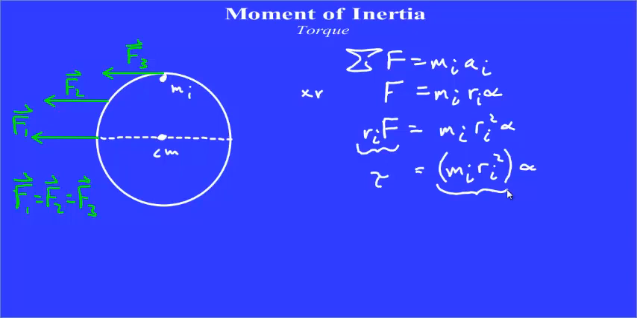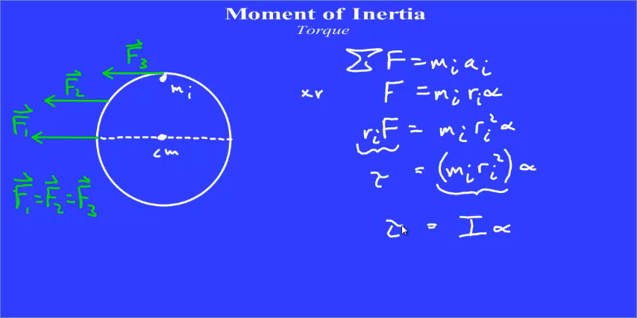In fact, we're going to assign it a new letter. We're going to call it the letter I, and that is the moment of inertia. And what we get here is Newton's second law in rotational form: torque equals I alpha, where we have the rotational equivalent of force, torque, applied to the rotational equivalent of mass, moment of inertia.